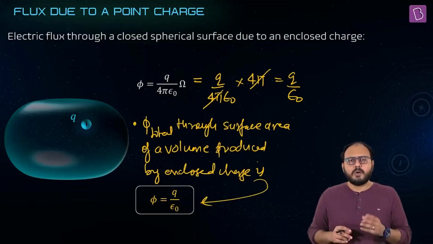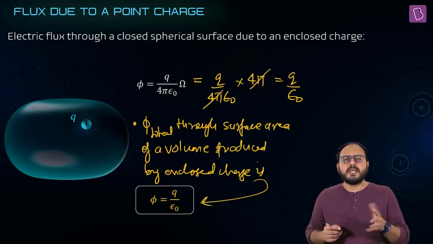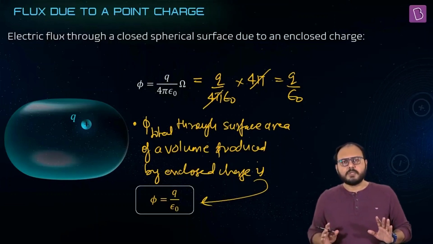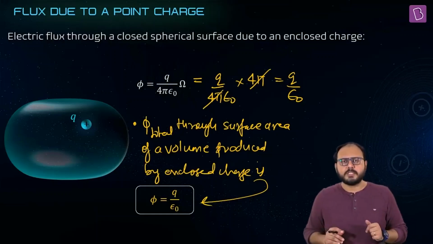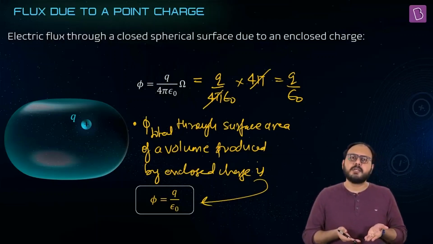Correct. So how about I cut the statement short and make it another statement? What is that total flux produced by a charge? Just a simple question. What is the value of total flux produced by a charge? Q by epsilon naught. Because whatever is produced here goes through the surface.